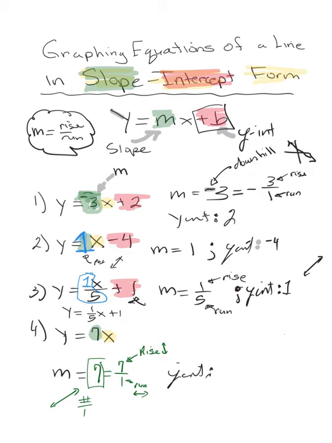And then notice our y-intercept was the b, but there is nothing there. If there's nothing there, doesn't that mean we're adding nothing? So isn't our y-intercept 0?